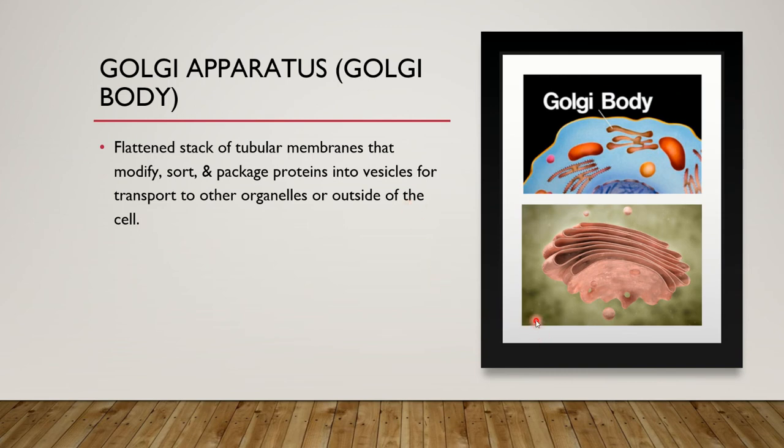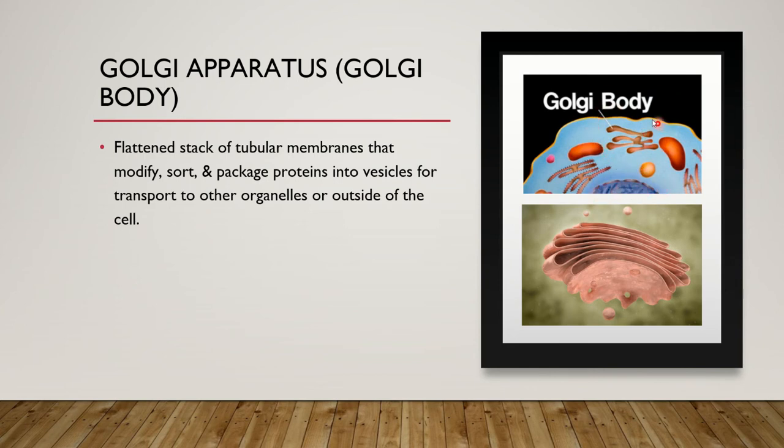This would be like your Amazon truck driver or your Amazon facility. A customer would order a package, the product would be modified, sorted, and boxed up and put into a truck in order to be transported to the customer. The Golgi apparatus or Golgi body.